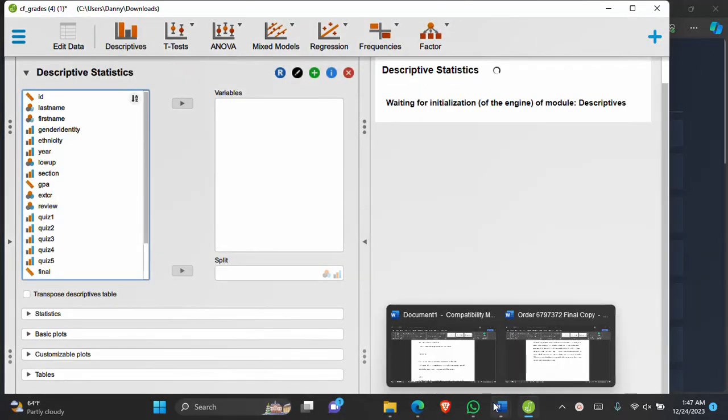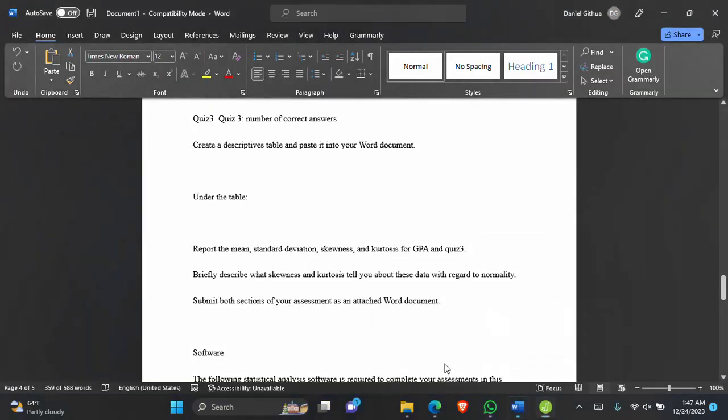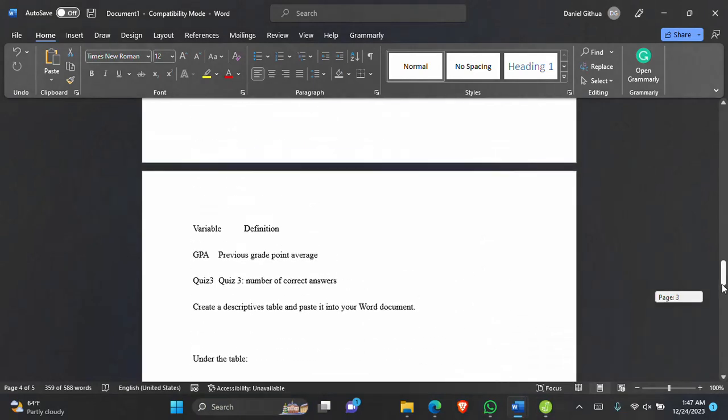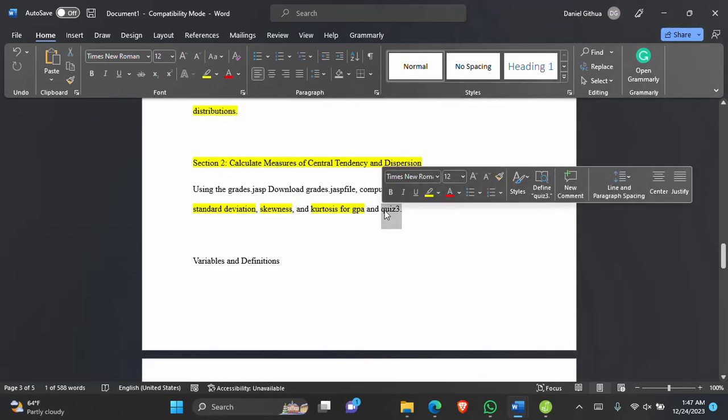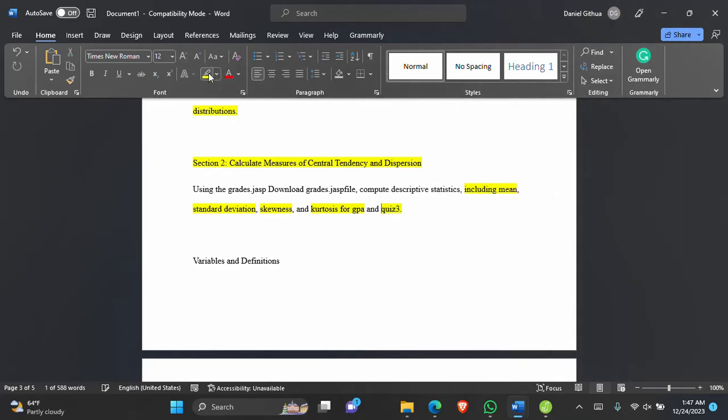Now our question for section 2 is here. It says calculate measures of central tendency and dispersion. We are using this grades document and we want to include only the mean, standard deviation, skewness, and kurtosis. This time we are using GPA and quiz 3. Let's do that for quiz 3.